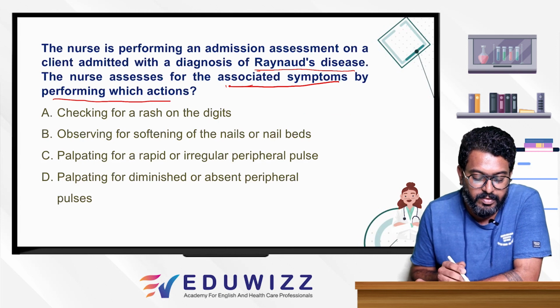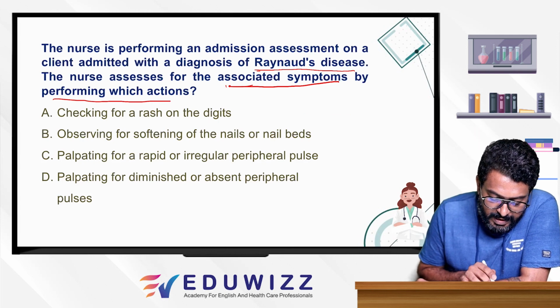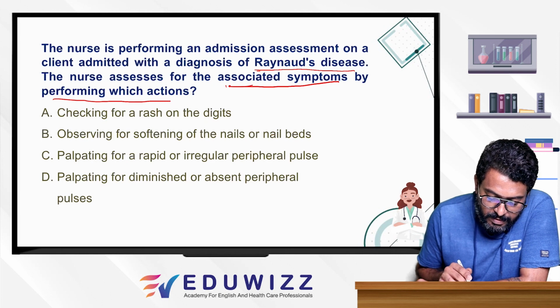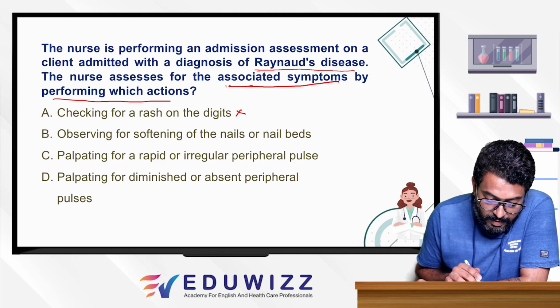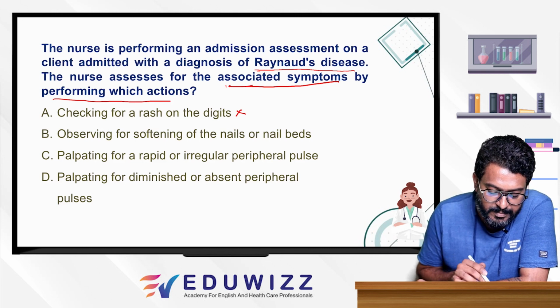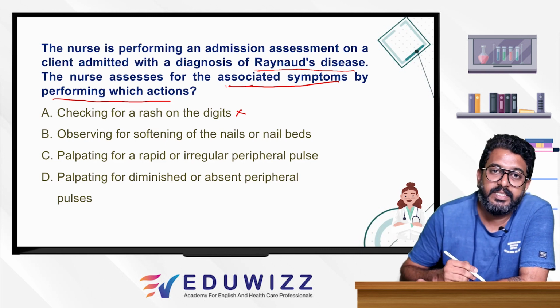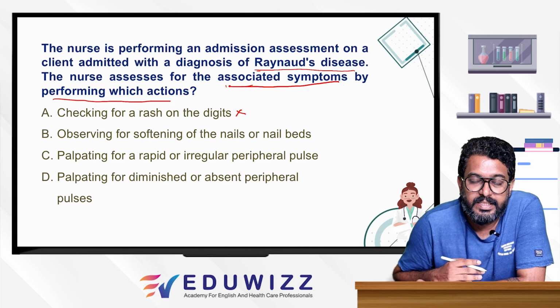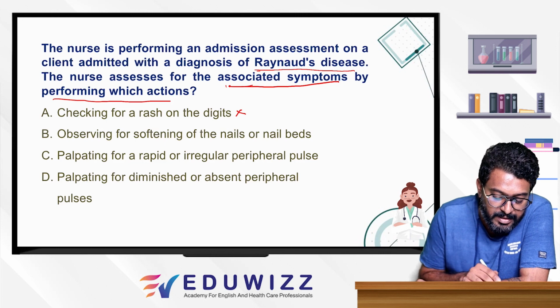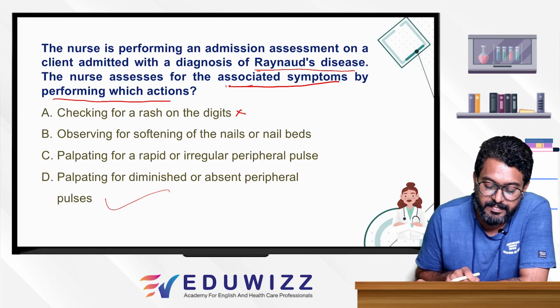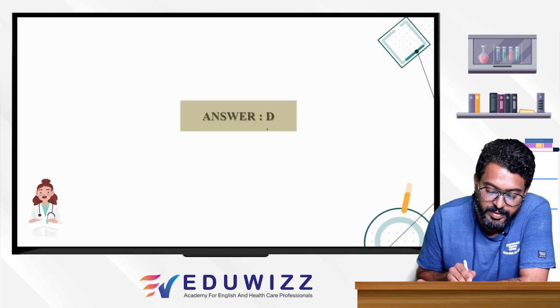So here the question is about the assessment. Checking for a rash on the digits: there is no rash in Raynaud's disease. Observing for softening of nails or nail beds. Palpating for a rapid or irregular peripheral pulse. Palpating for diminished or absent peripheral pulses. As we discussed, due to constriction of arteries, the blood supply will be decreased, which results in diminished or absent peripheral pulses. So option D, palpating for diminished or absent peripheral pulses, is the correct answer. The answer is option D.